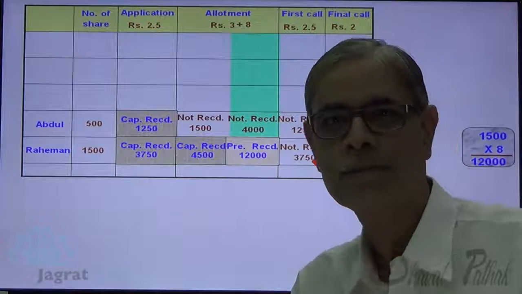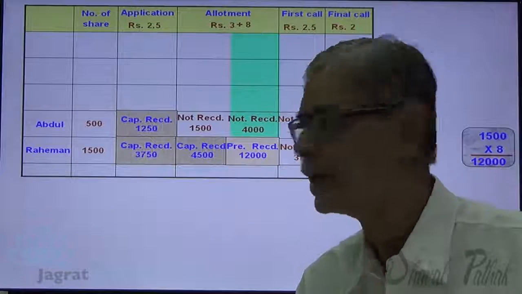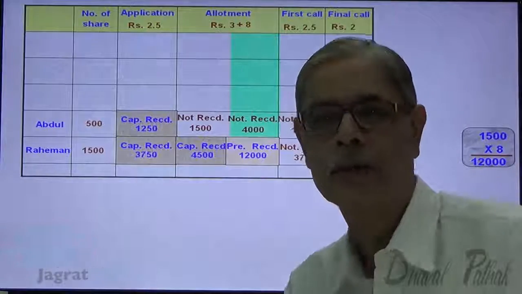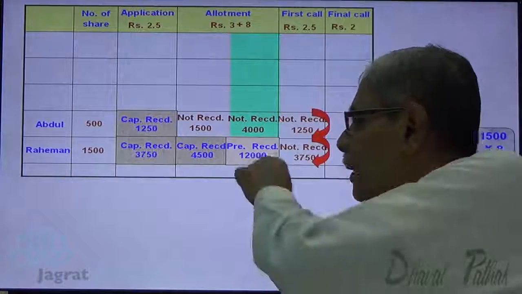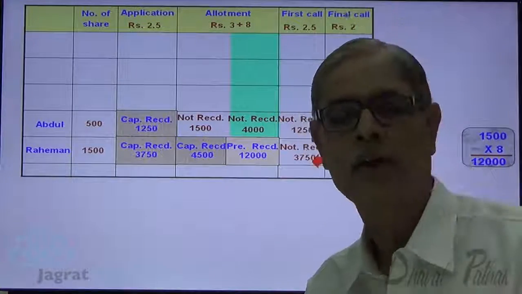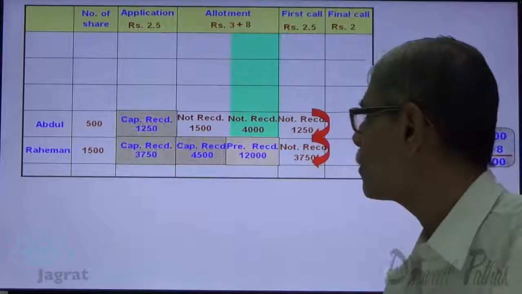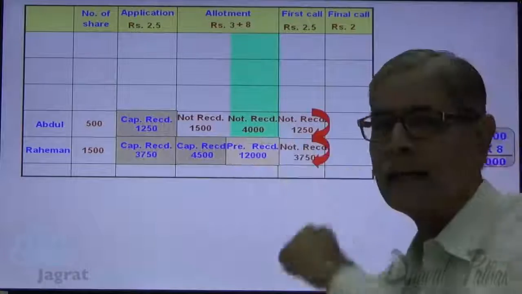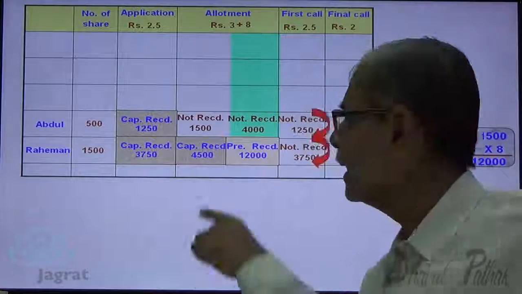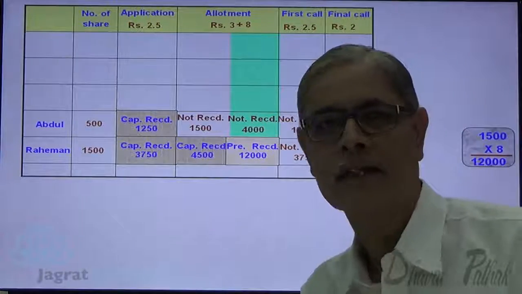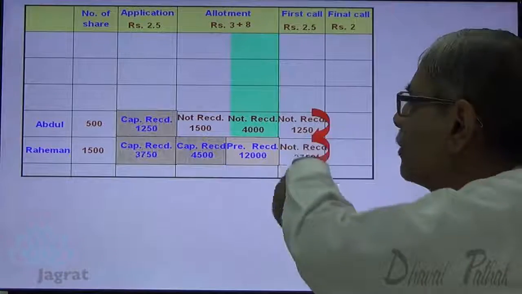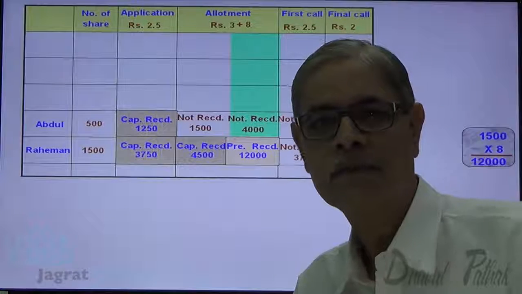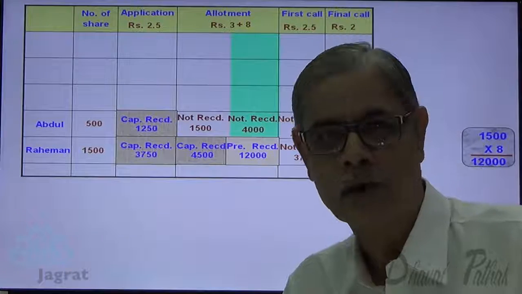Notice it. Now when we write the forfeiture entry, this capital received gets credited to share forfeiture account. The premium not received gets debited to security premium account. This allotment account gets credited with the amount not received, 5,500, and share first call account gets credited with 5,000, the amount not received. This is how the forfeiture entry is to be recorded.